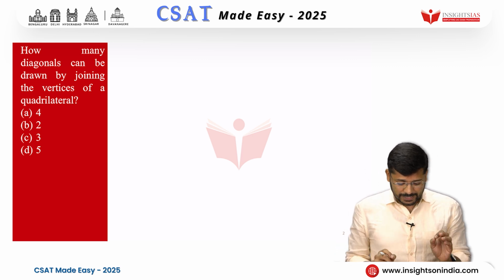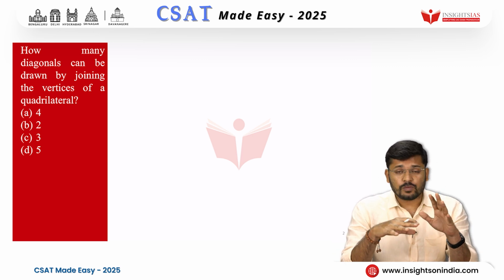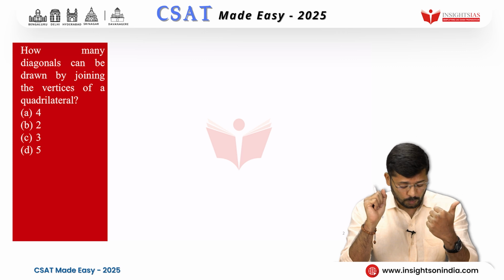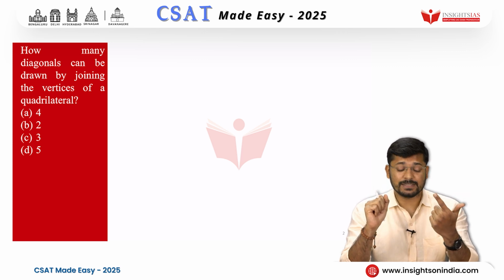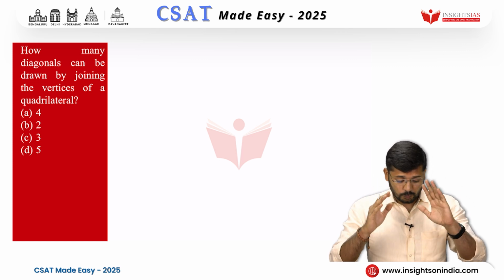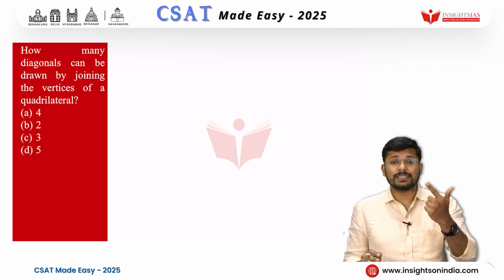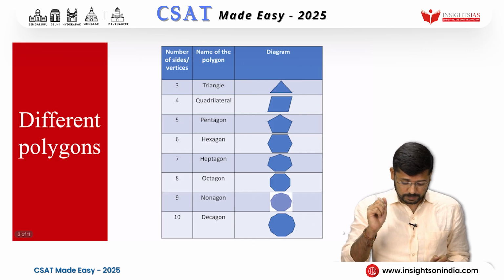How many diagonals can be drawn by joining the vertices of a quadrilateral? Now, to answer this question, first we need to know what a quadrilateral is, then what a diagonal is, then what vertices are. So we need three concepts: diagonals, vertices, quadrilateral. Only then can we answer this question. So let us see what they are.